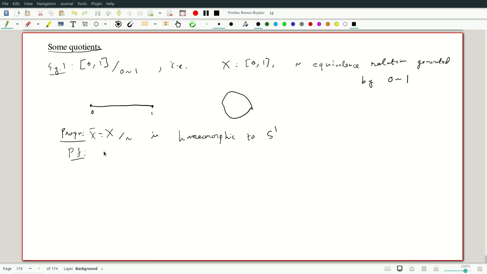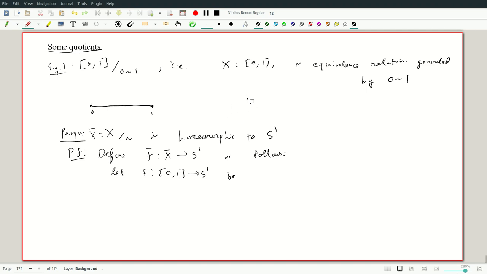Okay, so let's see. First of all, we'll define a map to S1. Okay, and remember what we have to do. We can define a map upstairs which is compatible with this relation. So define f bar from X bar to S1 as follows. Okay, so you let f from X, which is [0,1], to S1 be, well, I wanted to go to all of the circle, which, sorry, is so terrible here that I'm going to redraw it, and with assistance.